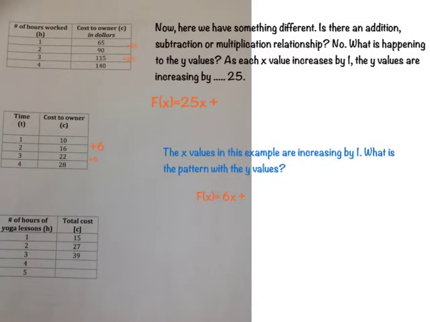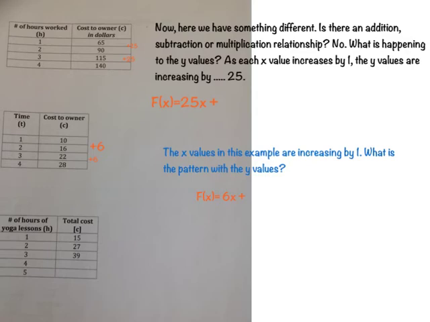Now on this page we have something a little bit different. Is there an addition, subtraction, or multiplication relationship going across? No. But what's happening to the y values? As each x value increases by 1, the y values are increasing by 25. Looking back at the problems we did on the other pages, we looked at what was increasing, and we had y equals 3x, and the common difference was 3. We had y equals 5x, with a common difference of 5. We had 4x.